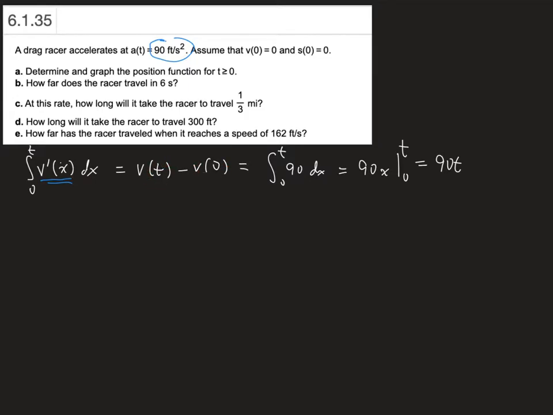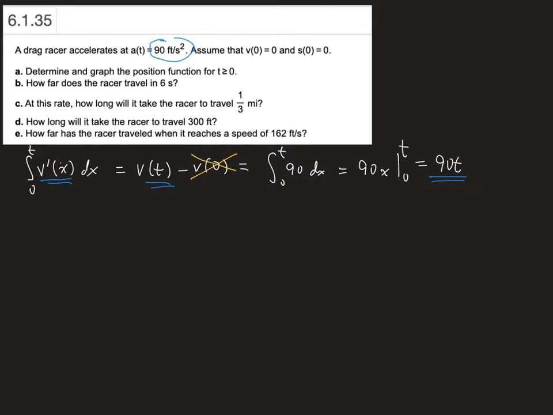Because v of 0 is given to be 0, then this term drops away. But it doesn't always drop away. It's just, we can cancel it out because v of 0 is 0. So the net result is we have that v of t is equal to 90t. So that's the velocity function that satisfies the requirements of the problem.